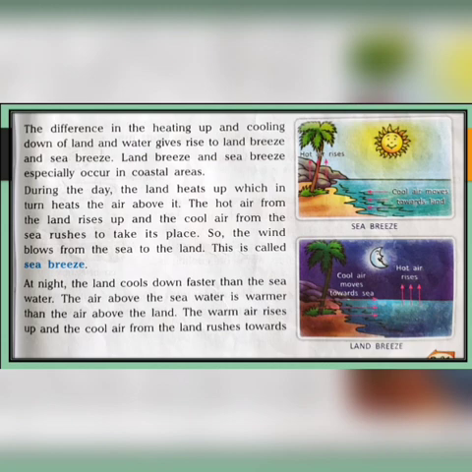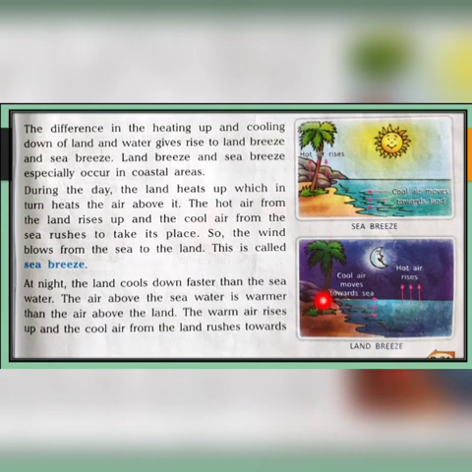During the day, land heats up, and hot air above the land rises up. Then cool air from water comes to take the place of hot air just above the land, right? Thus a wind blows, which is called sea breeze. Sea breeze means the wind that blows from sea to the land.